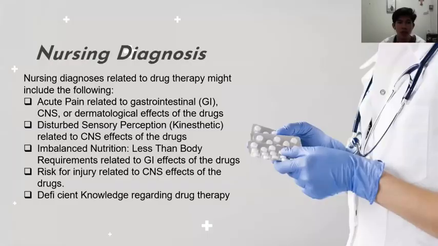Okay, so now for nursing diagnosis related to drug therapy in relation to these antiviral agents for HIV and AIDS includes the following: acute pain related to gastrointestinal, CNS or dermatological effects of the drugs, disturbed sensory perception, imbalanced nutrition less than the body requirements related to GI effects of the drugs, risk for injury related to CNS effects of the drugs, and deficient knowledge regarding drug therapy.